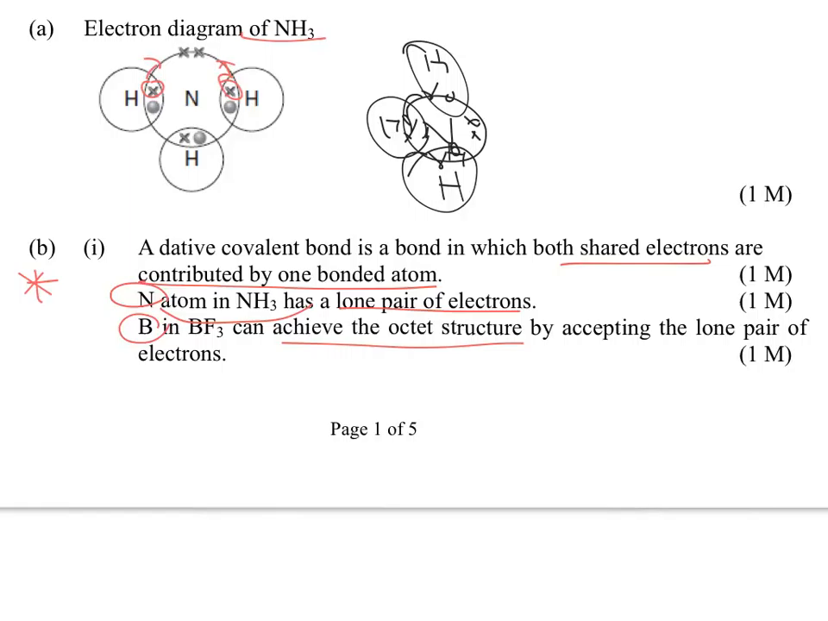And for boron, because only 3 electrons are used for covalent bonds, altogether there will be 6 electrons in the outermost shell of boron, which is not an octet. So for a dative bond, we need to have a lone pair of electrons donated to the electron shell of boron in order to form a dative covalent bond. This is the exact definition of dative covalent bond.